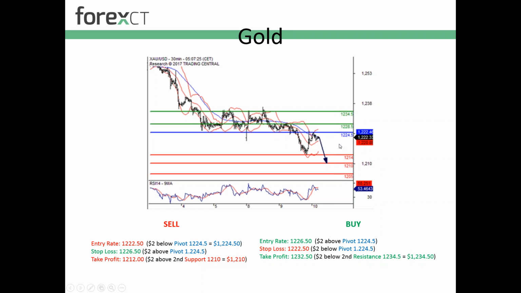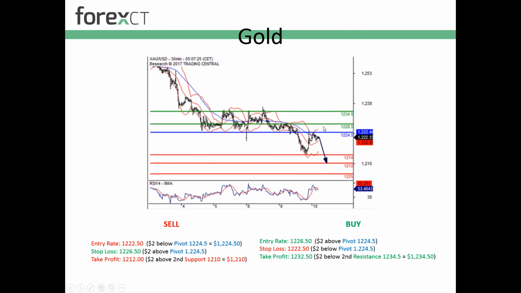Okay. Now, for the hedge trade, which you open as a buy, the market order entry rate will be at 1226.50, so $2 above the pivot. The stop loss again is going to be $2 below that pivot, so at 1222.50, and then your take profit will be at 1232.50. So again, you're looking at that 3-to-1 risk to reward ratio.